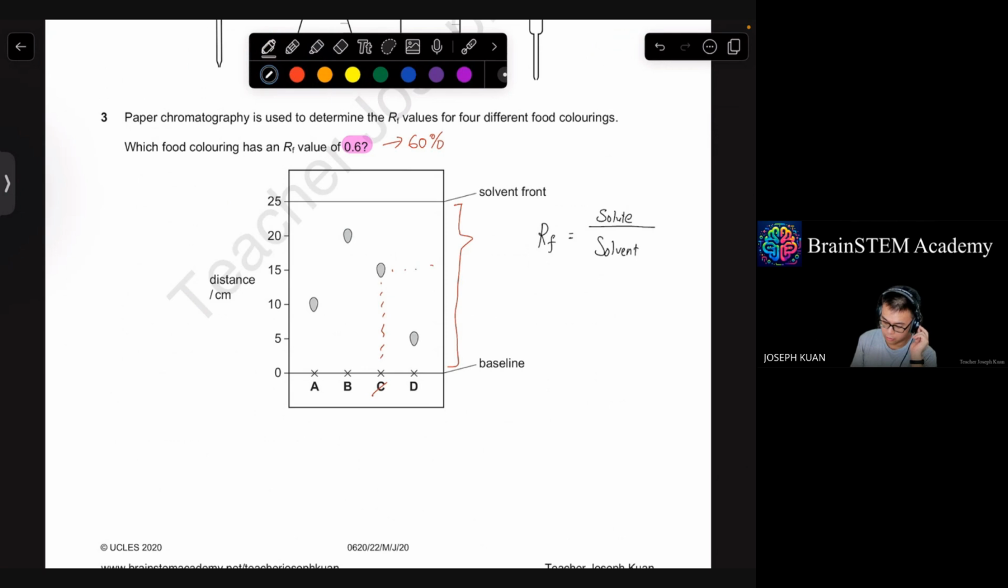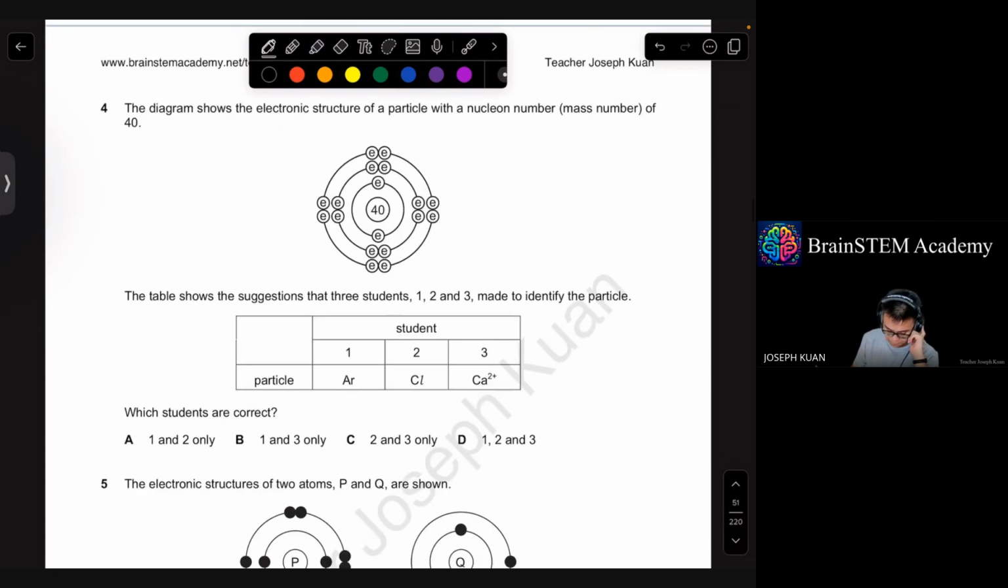All right, so let me just put a short form D as of distance. So all you need to do is just check from here. It's 25 and 15. So 15 over 25, which is 3 out of 5, which is 0.6. So the answer is indeed C. Moving on to question number 4.